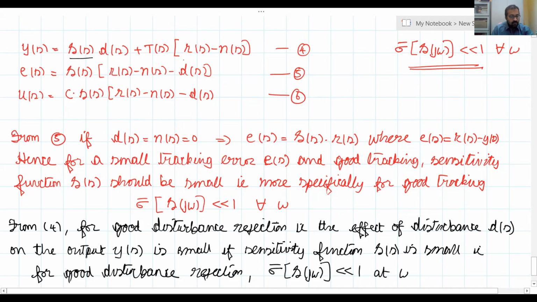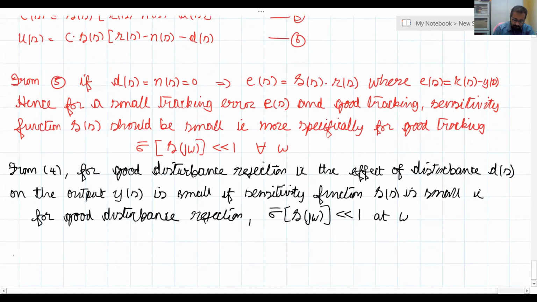Now, suppose we want to minimize the effect of noise on the output. What's the output equation? Y of S equals S of S into D of S plus T of S into R of S minus N of S. So right now we saw how we can minimize the effect of disturbance. Suppose you want to minimize the effect of noise on the output, then what should happen? The complementary sensitivity must be very small, because you see the complementary sensitivity is associated with the noise signal. Fine. Again, from 4.